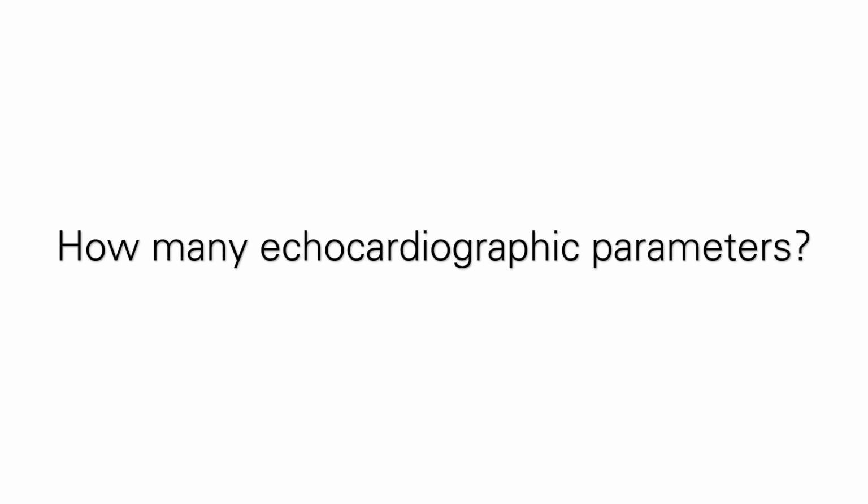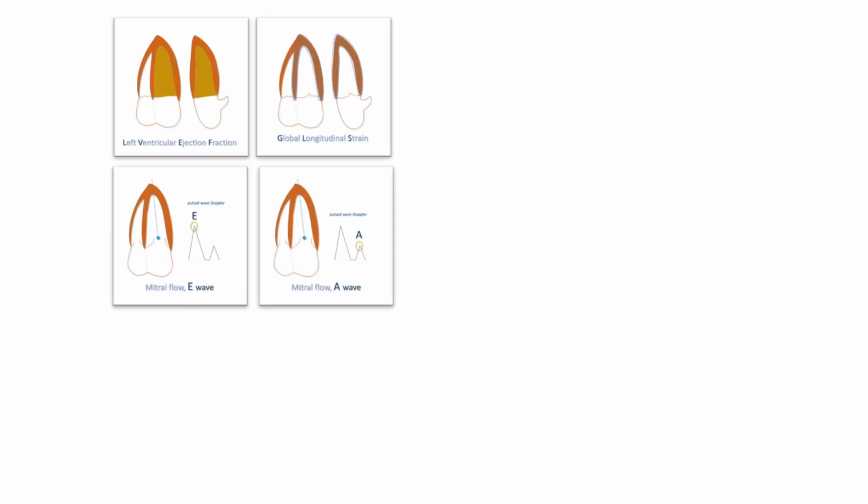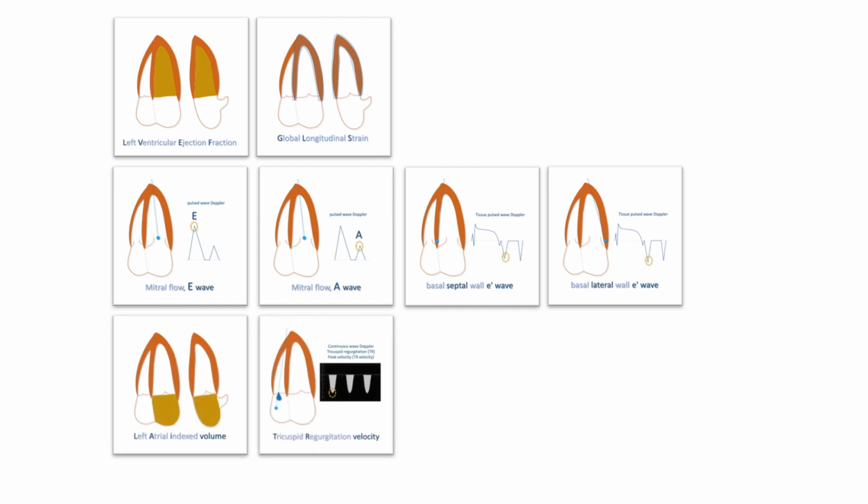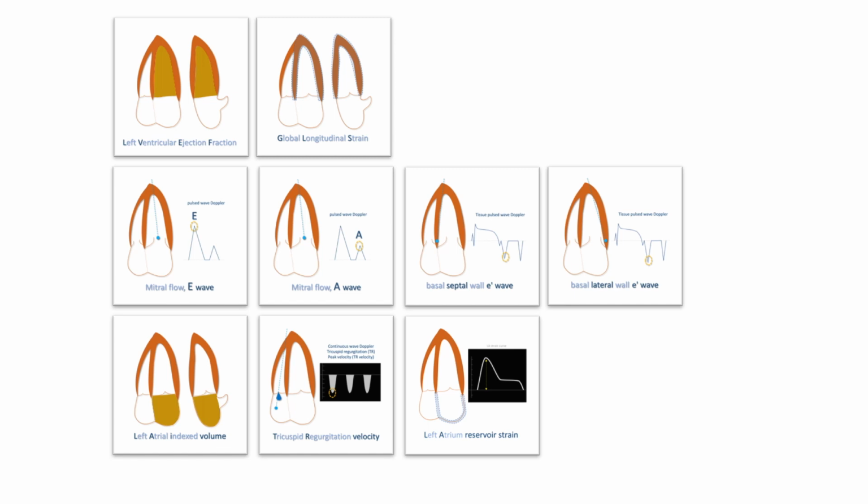A brief summary. How many echocardiographic parameters are required? It depends. Sometimes 3 or 4 are enough. The global longitudinal strain is always optional. Sometimes up to 7, sometimes up to 8, up to a possible decision-making junction that requires the strain of the left atrium.